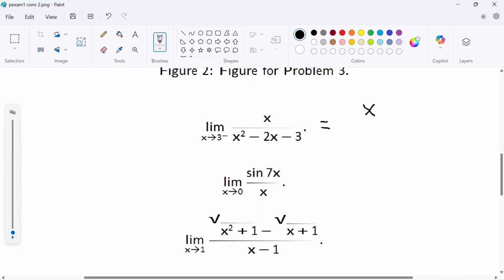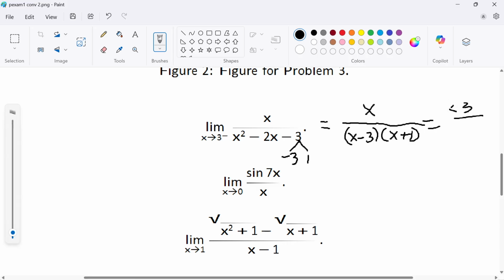This is x divided by, now I want numbers that multiply to -3 and add to -2. How about -3 and 1? So I get (x minus 3)(x plus 1). So on top, it's very close. As x approaches 3, now I can plug it in. X approaches a number a little bit smaller than 3.